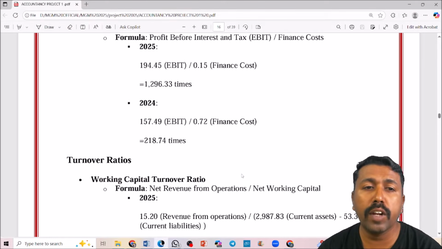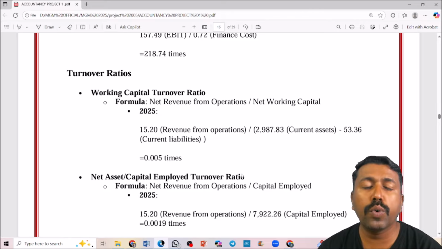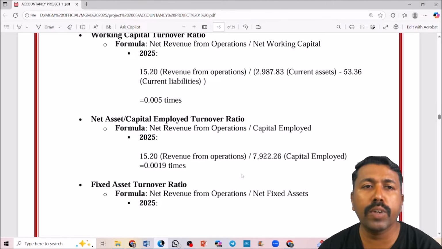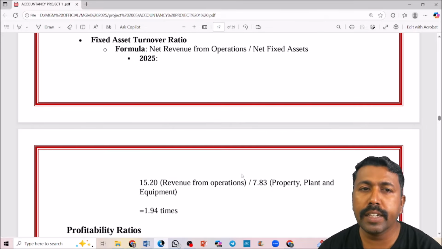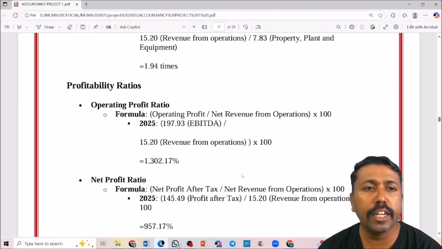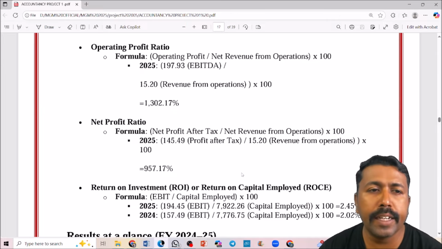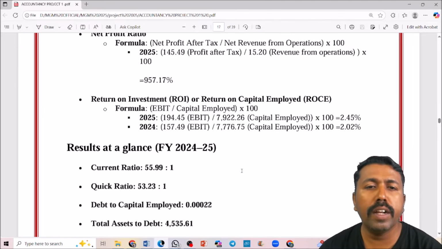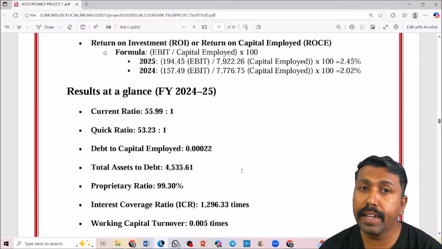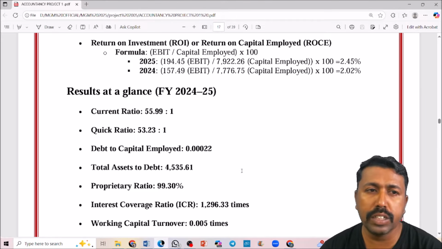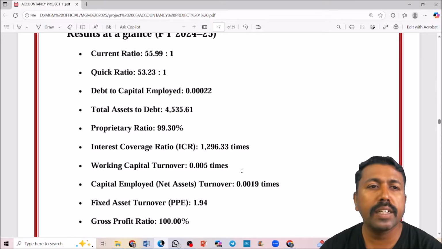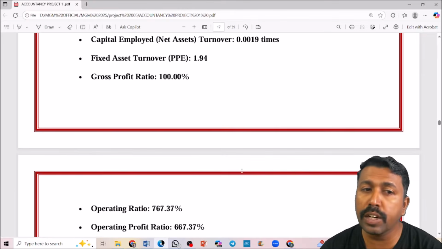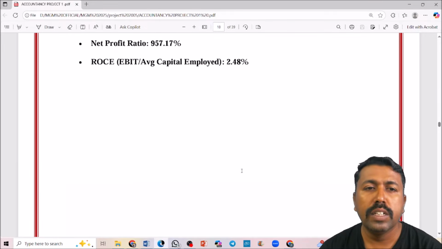interest coverage ratio also calculated for both the years. Turnover ratios also calculated, only limited ones: working capital turnover ratio, net asset capital employed turnover ratio, fixed asset turnover ratio. And from the category of profitability ratios, operating ratio and net profit ratio, all the values are here. Please add maximum detailed steps for each calculation, and the results of the above calculation are listed here. What are the findings? You can list the values with a detailed explanation for each ratio.